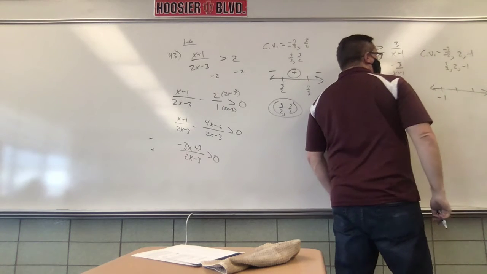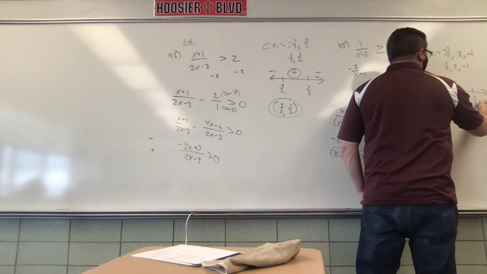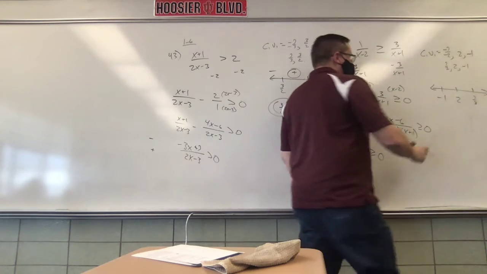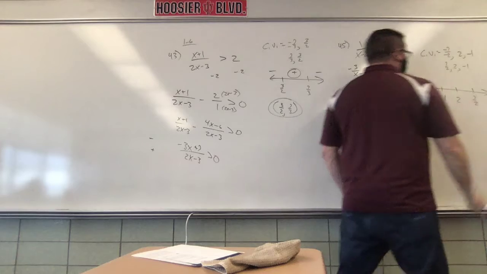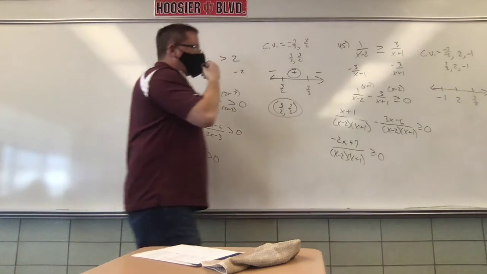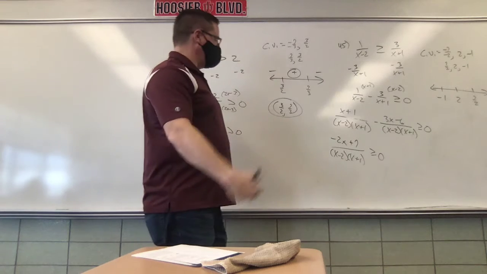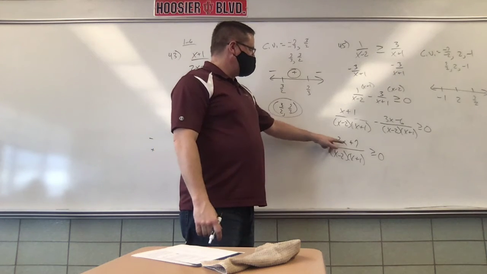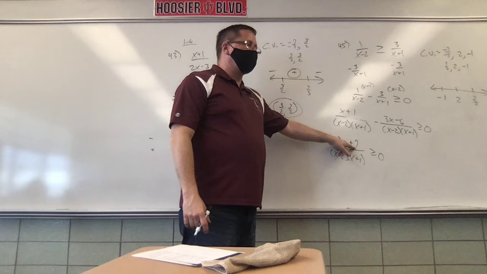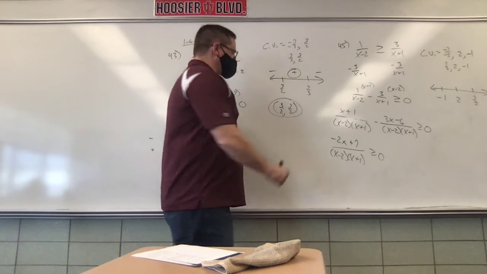Negative 1 is the smallest number. 2 is the next smallest. 7 halves is 3 1/2, so that's, oops, not 7 thirds. 7 halves is the biggest number, that's 3 1/2. If we were to plug in a number like 1,000, then negative 2 times 1,000 plus 7 is going to be a negative number.